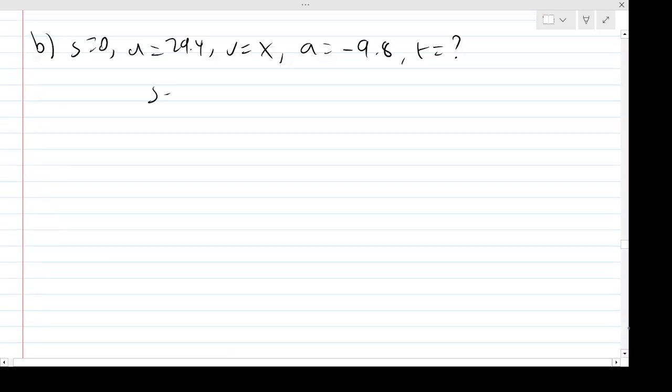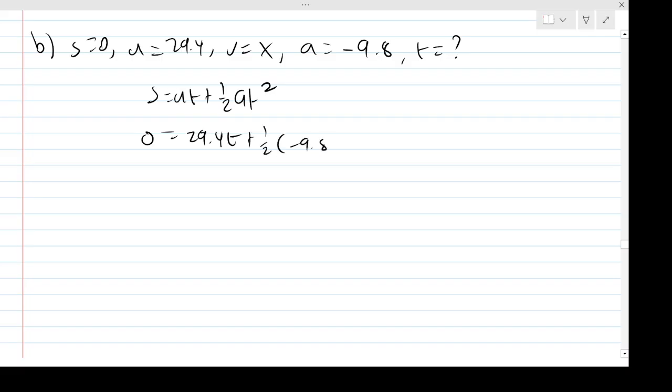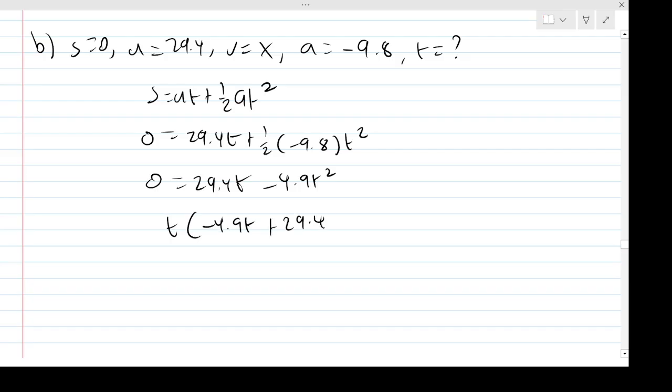s = ut + ½at². So 0 is going to equal 29.4 lots of t, add a half lots of minus 9.8 t². So again, if you simplify, we get 29.4t minus 4.9t². So then we can solve this, we can just factorize it. So then we get t lots of (minus 4.9t, add 29.4) is set to 0.